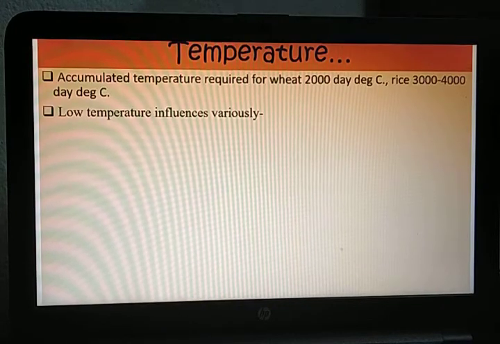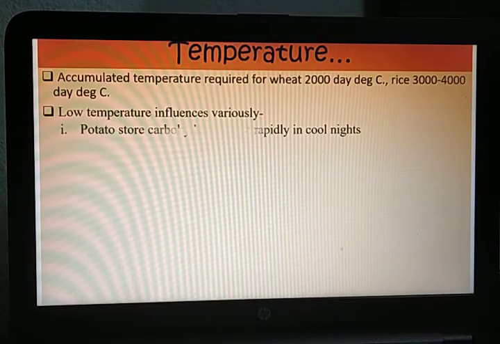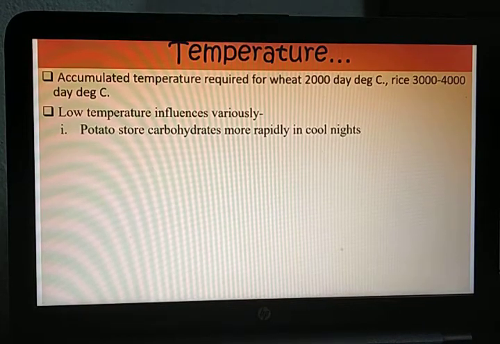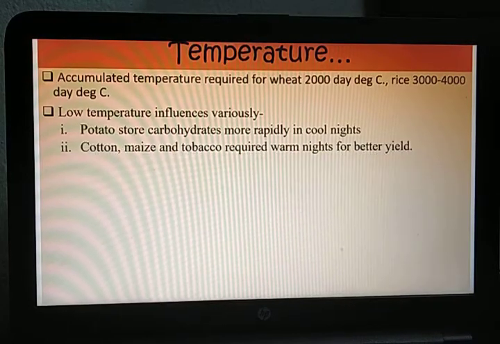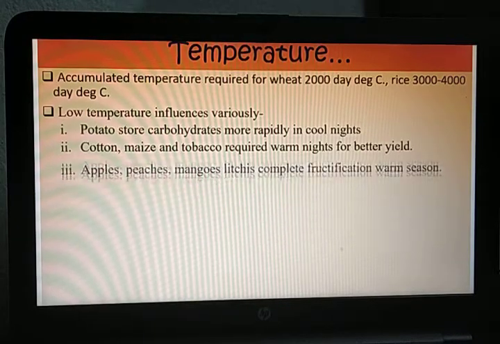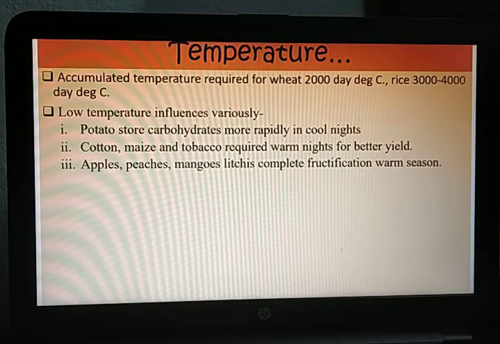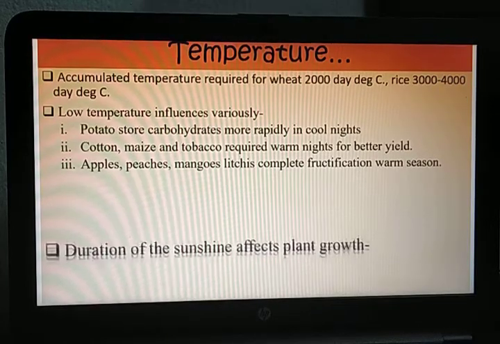Low temperature influences crops variously, like potatoes store carbohydrates more rapidly in cool nights. That's why a cool night is very essential for potato cultivation, because the main food material stored in potato is carbohydrate. Cotton, maize, and tobacco require warm nights for better yield. Apples, peaches, mangoes, lychees complete fructification in the warm season.